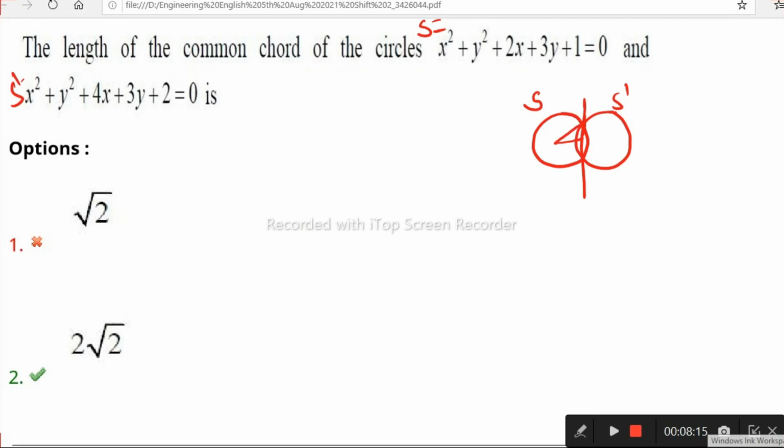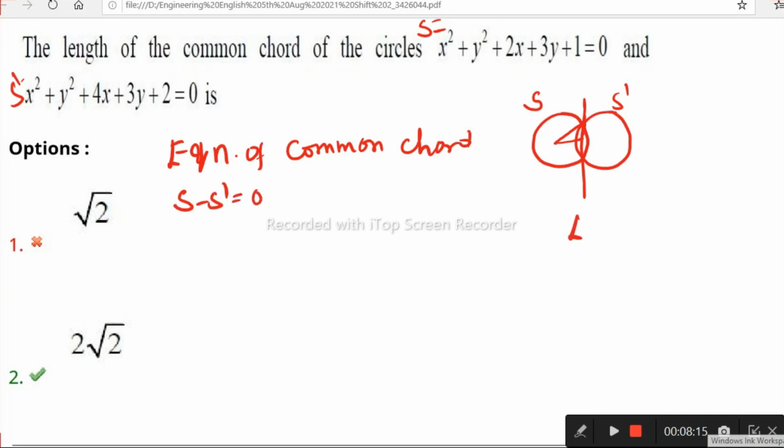So length of common chord, first equation of common chord is it, what you have to collect? Equation of common chord, that is simply radical axis. Chord is s minus s dash is equals to 0. ముందు ఈక్వేషన్ కలెక్ట్ చేసి పెట్టుకోవాలి. I am taking some L is equals to 0.